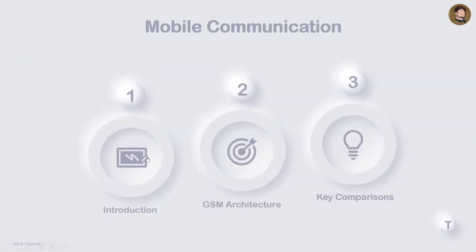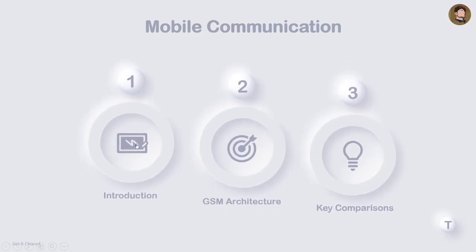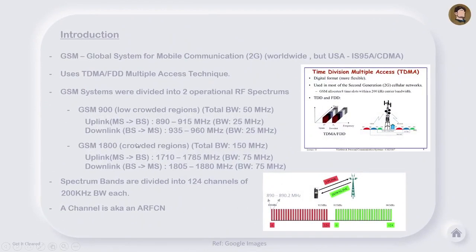Now let's talk about GSM and see some specifications about GSM. GSM is called Global System for Mobile Communication, 2G worldwide. But when 2G was implemented in the USA, it used a multiplexing technique different from what the majority of countries use. The 2G system architecture in the USA used a multiplexing technique called CDMA. That is why 2G in the USA was called IS-95A or CDMA.